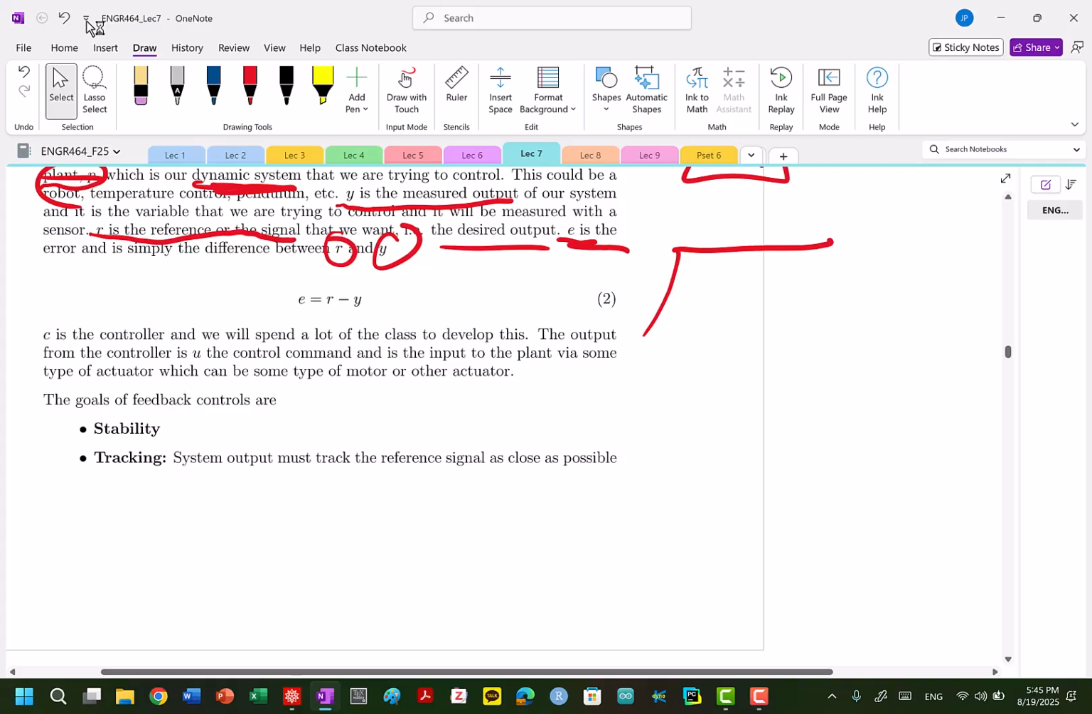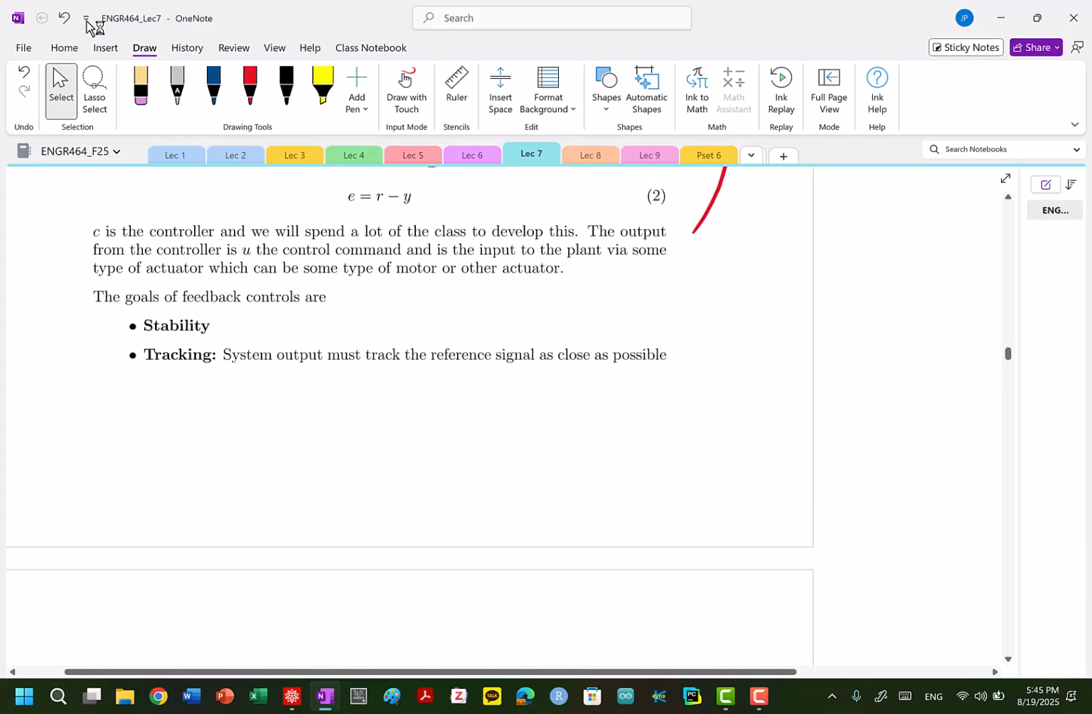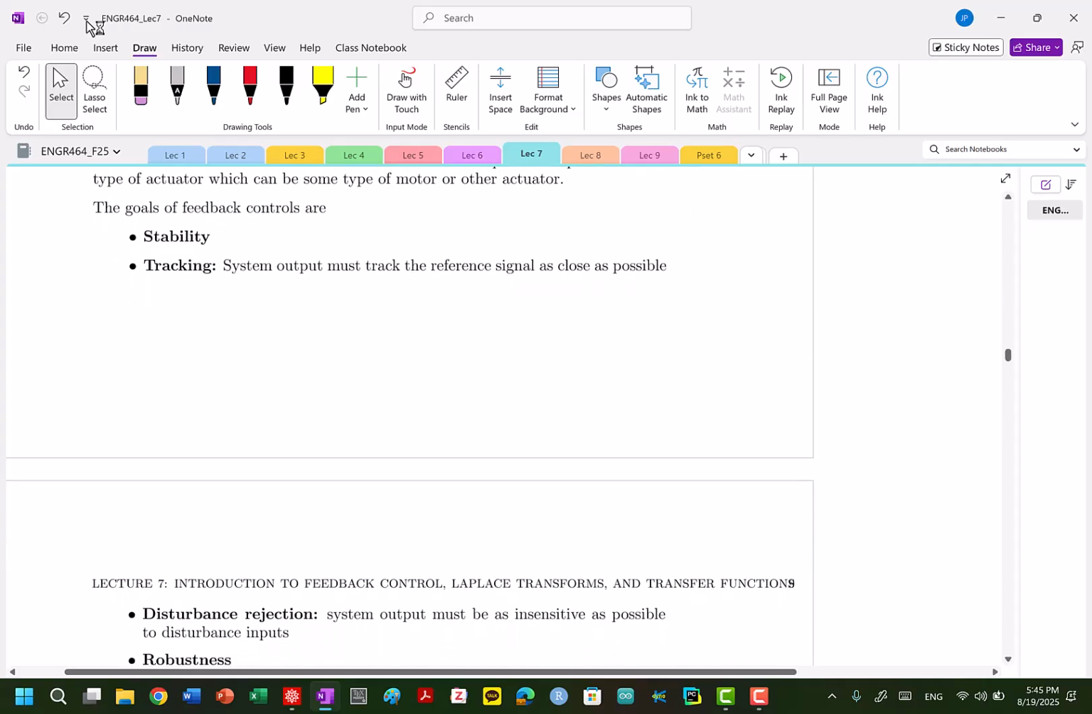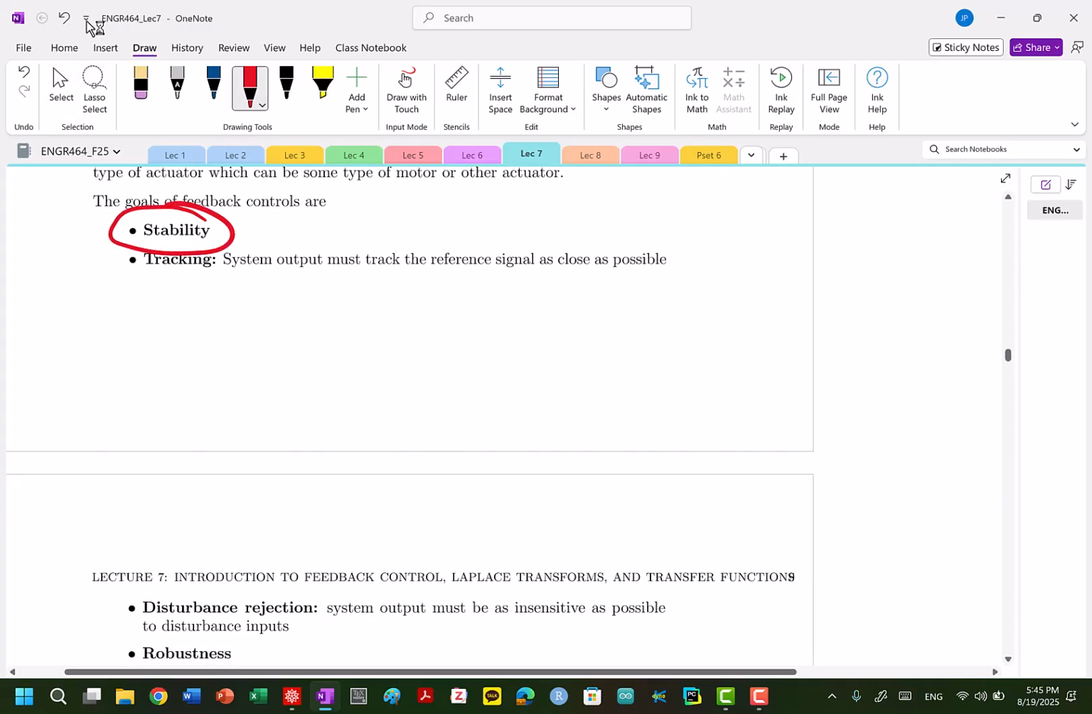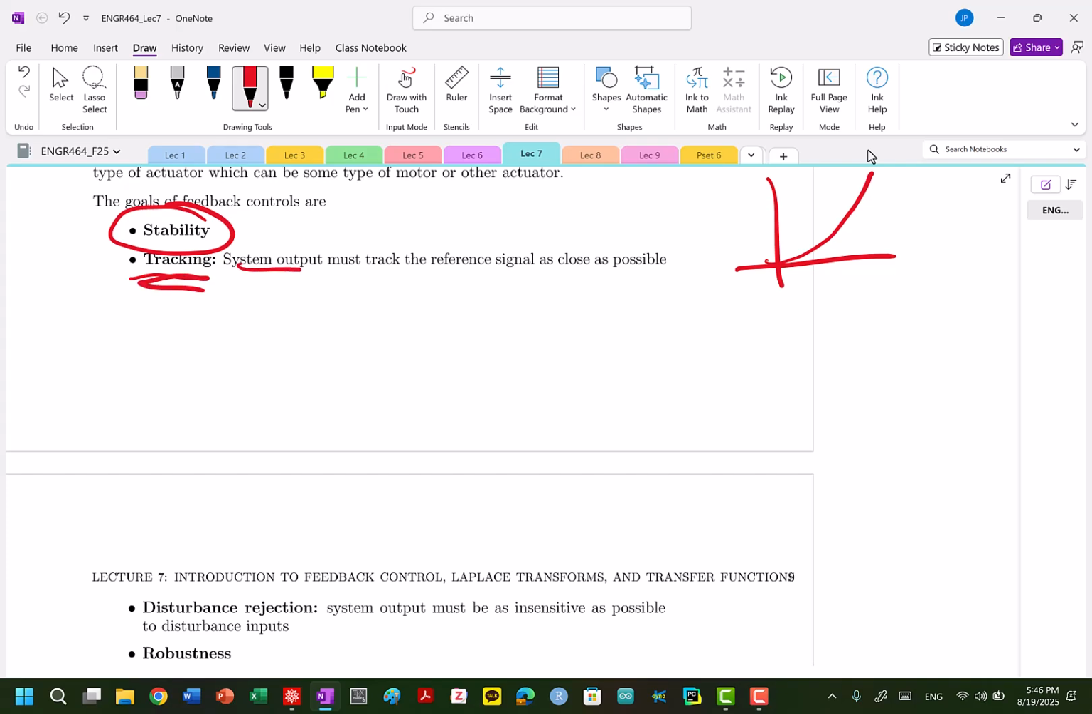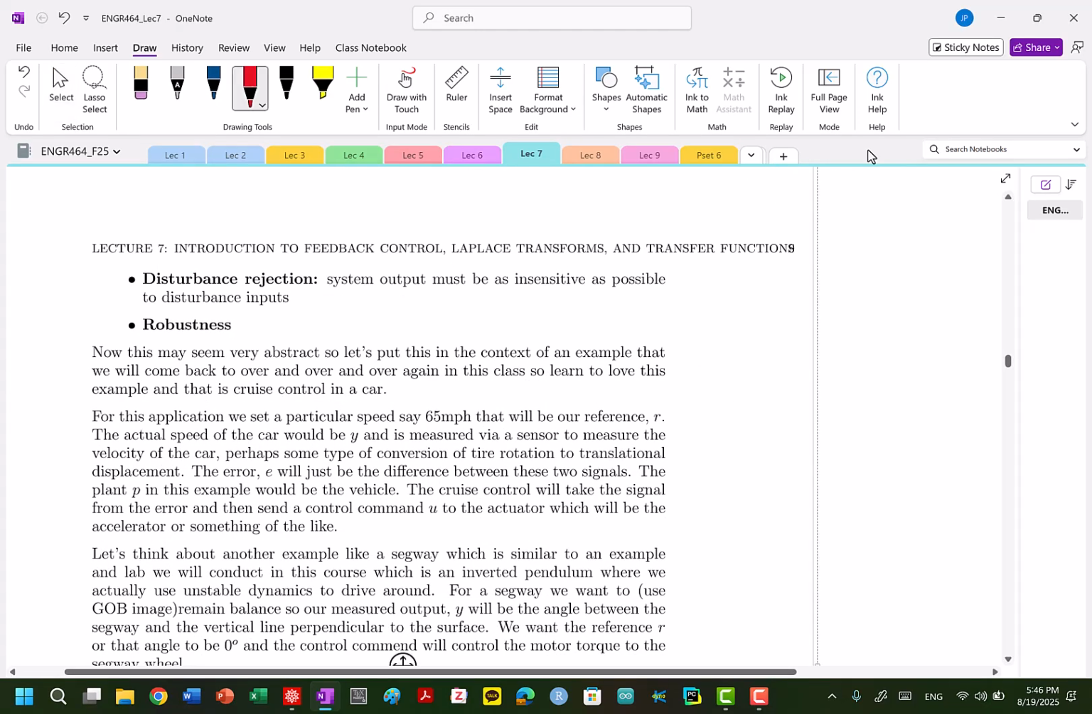The whole idea of this controls class is the goals of our feedback control. We want the system to be stable, so we want the system to be predictable. We want to control the system in some manner. We don't want that inverted pendulum where, depending on the control or the input, it just responds exponentially and my pendulum is no longer balanced. We want excellent tracking. The system output should track that reference signal. The error should be as close to zero as possible.